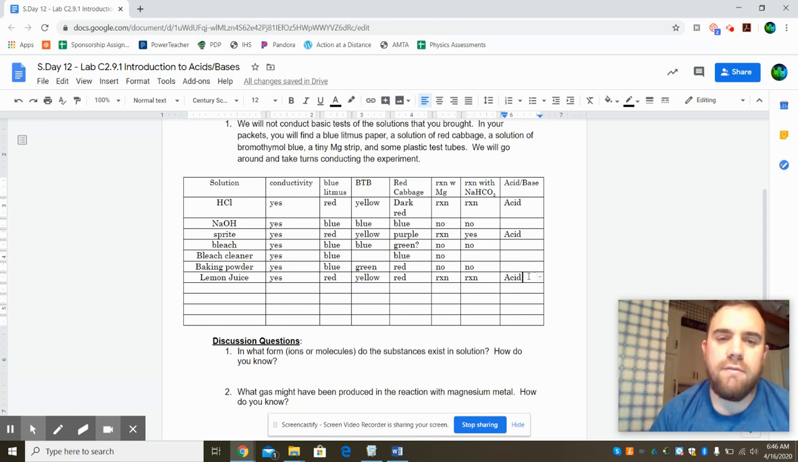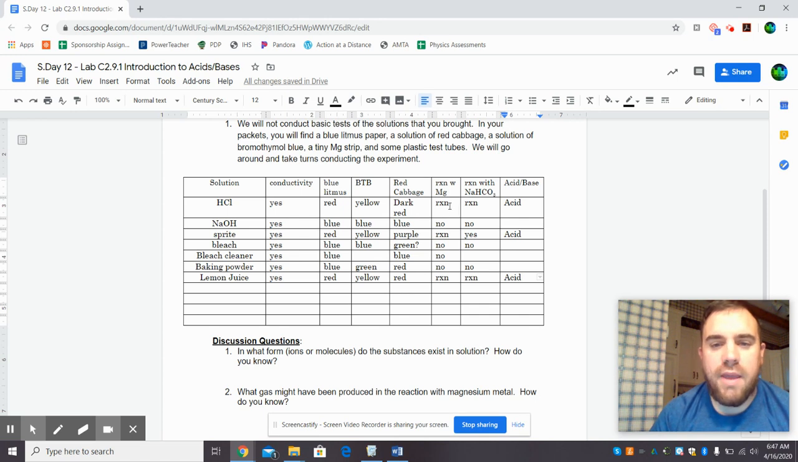The other thing is, in the presence of bromethymol blue, notice that they're going to be yellow colored. Okay? Then we have red cabbage. By the way, bromethymol blue changes color around a pH of 8 or 9. Red cabbage, as we saw yesterday, has a range of changing colors. But the more acidic it is, the redder it is. And so therefore, HCl is dark red. We had lemon juice that was red. And Sprite was kind of a purplish color, but all on the acidic side of the spectrum.